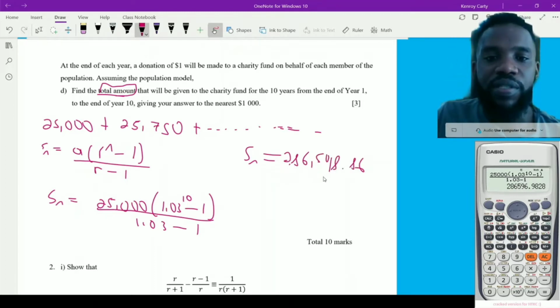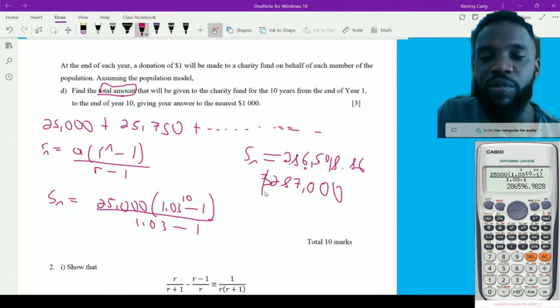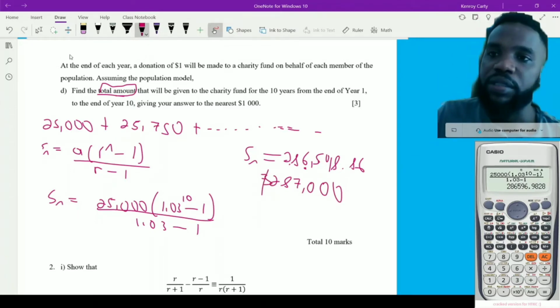But of course, they said to the nearest thousand. Don't forget that part. So this is the thousand position. This is 5. 5 or more means you round up. So I can say this would be $287,000. Right? Remember, without the dollar sign, it's not money. The dollar sign is what tells me that.